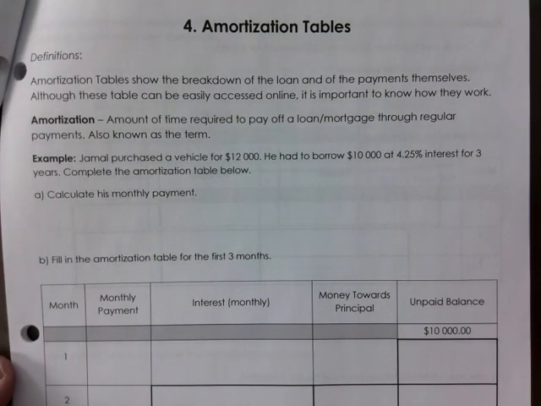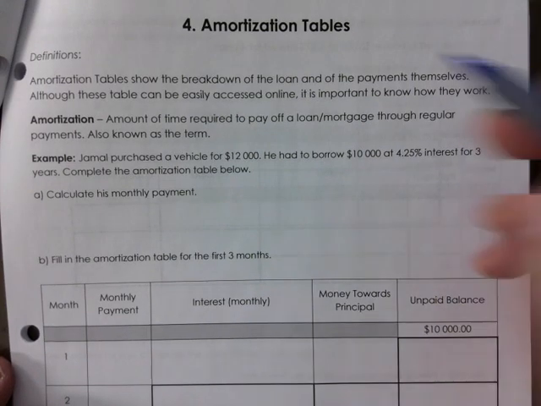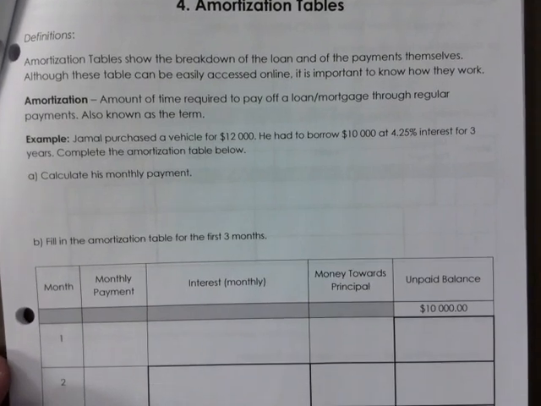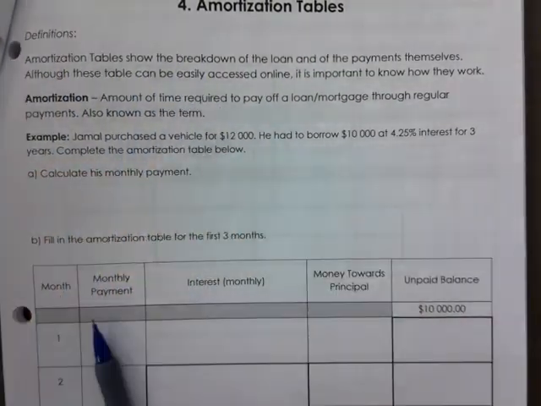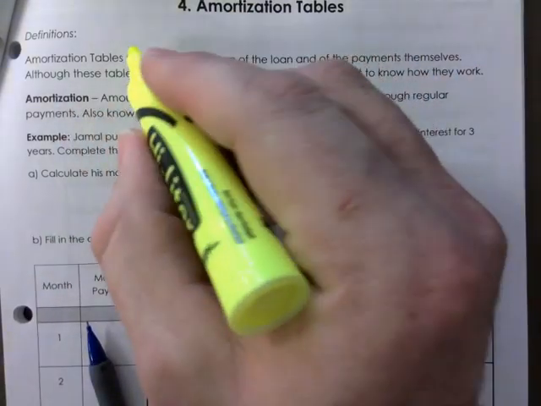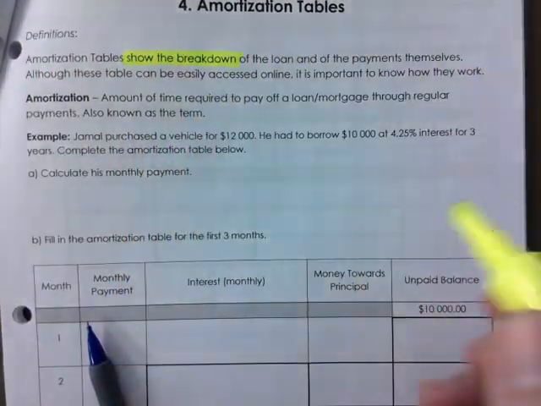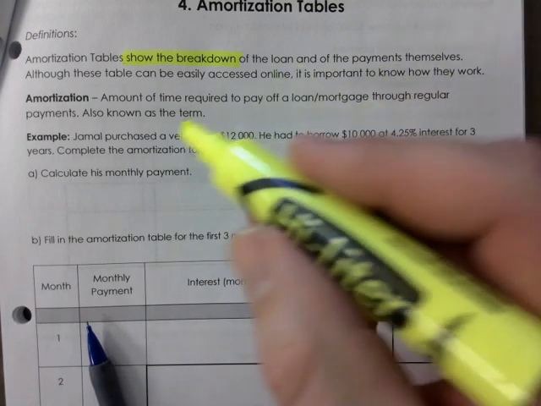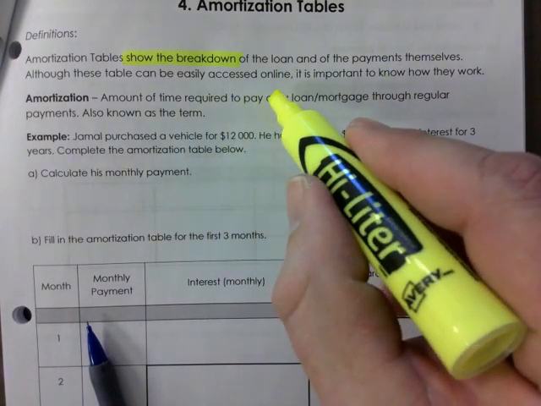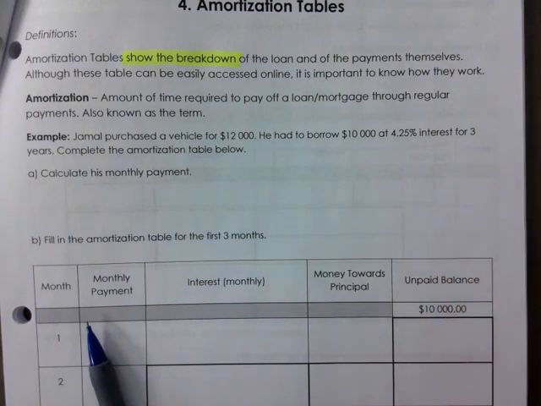Trying to think. Amortization tables sometimes are called something else. I'll try to think of it and remind you. But amortization tables show the breakdown of a loan, right? And the payments themselves. Although these can easily be accessed online, it is important to know how they work.